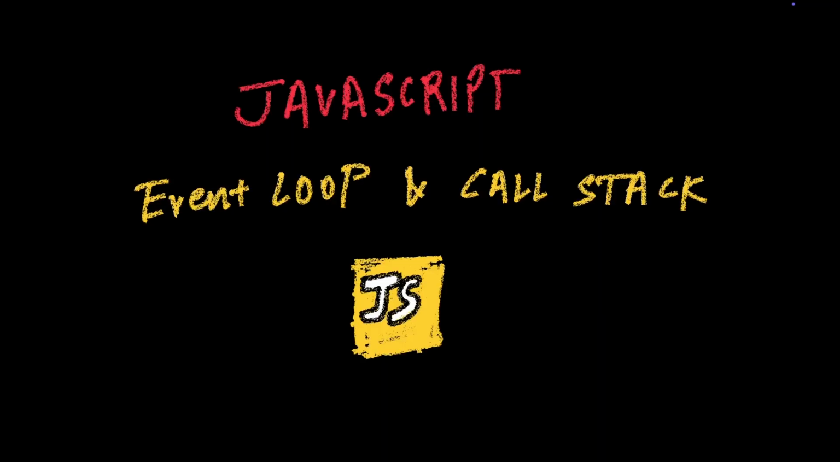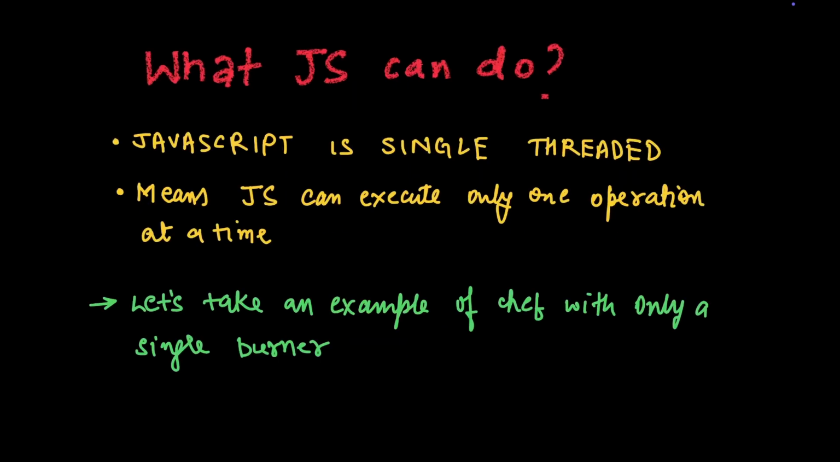So today we are going to learn about the JavaScript event loop and call stack, and how JavaScript handles asynchronous operations. Let's get started. Since we all know JavaScript is a single threaded language, it can only execute one operation at a time. So let's try to mimic it.